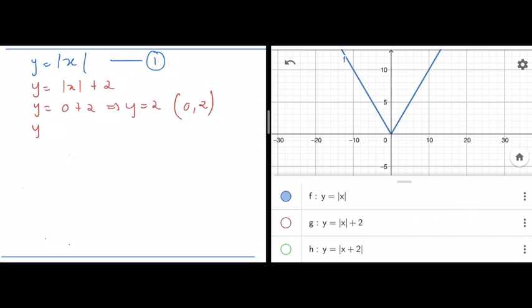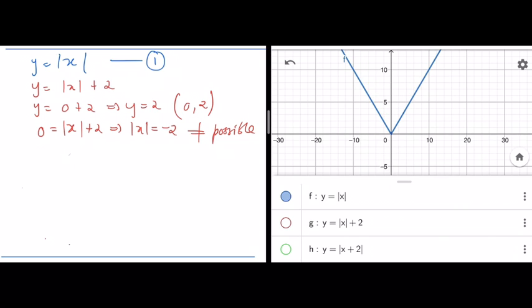Taking y is equal to 0, which will imply 0 is equal to mod of x plus 2, which implies mod of x is equal to minus 2, which is not possible, as the output of the mod function is always a positive value. So this graph, as we have learnt in our previous series, will never touch the x-axis. If we try to plot this graph, it will be something like this, as expected.